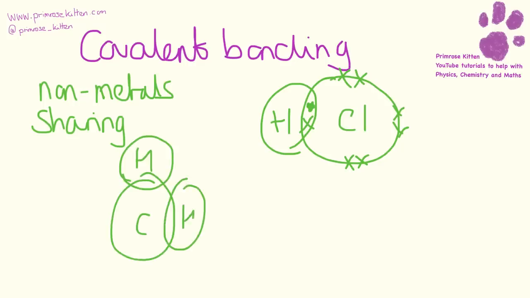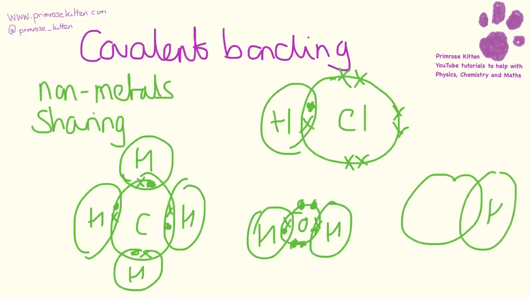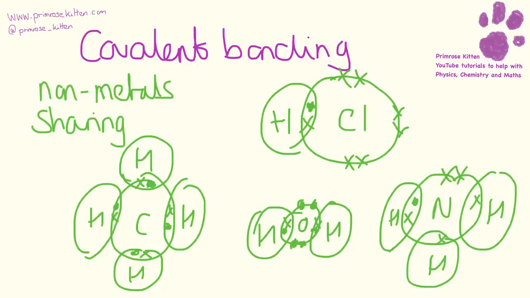Methane, which is CH4. And carbon is going to have 1, 2, 3, 4, and then each of the hydrogens gives one. Water, which is going to have an oxygen in the middle, hydrogens either side, 1, 2, 3, 4, 5, 6 from oxygen, and then another 2 from the hydrogens, and ammonia, which is NH3. These are the simple molecules the exam board expects you to know about and expects you to be able to draw.